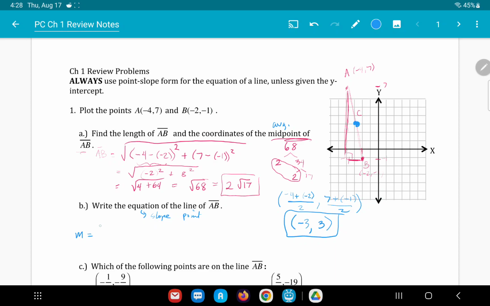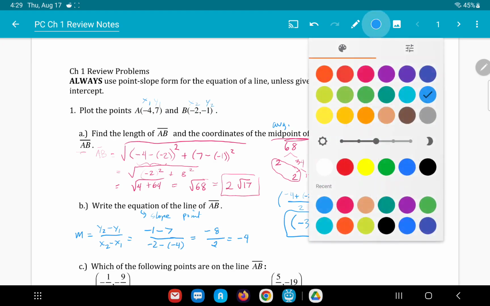The slope is given by y2 minus y1 over x2 minus x1. So if I were to write this out again, x1, y1, and x2, y2, then what I have is negative 1 minus 7 over negative 2 minus negative 4. That'll give us negative 8 over negative 2 plus 4, which is 2, and so our slope is negative 4.